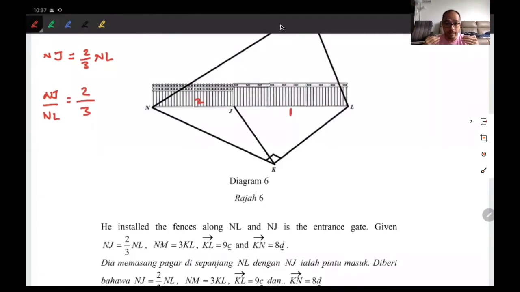Does the diagram look like it's 1 part? Who cares? Nobody cares about the diagram. The diagram is only to help. The one that makes sense is the numbers. The question is the one that is supposed to make sense. The diagram doesn't have to make sense. It's only supposed to help you to visualize it.